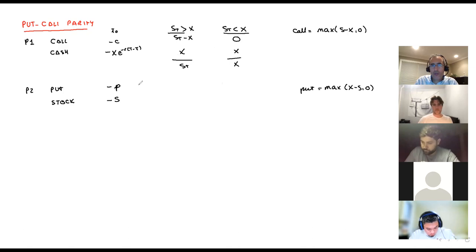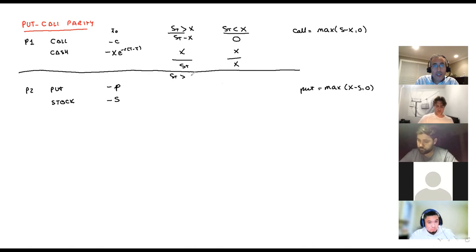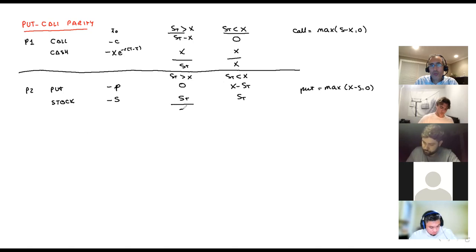Now, what happens with the second stock? So let me do a line here just to make it clear. So if I have ST larger than X, if I have ST smaller than X, what happens when we have a put and ST is larger than X? So this number here is going to be negative. Correct? This number here is going to be negative, so it's going to be zero. And in this case, I exercise the put. And the price of the stock in the future, guys, it doesn't matter where you are, it's always ST. So my payoff is going to be ST. And in this case, my payoff is going to be X. Okay, copy.